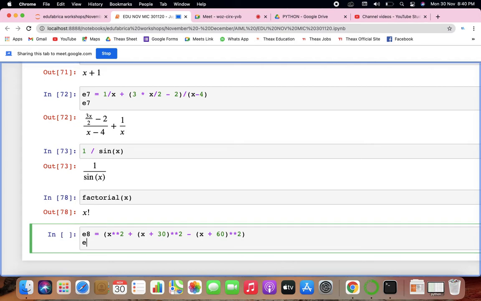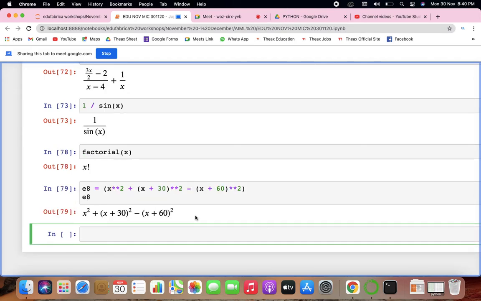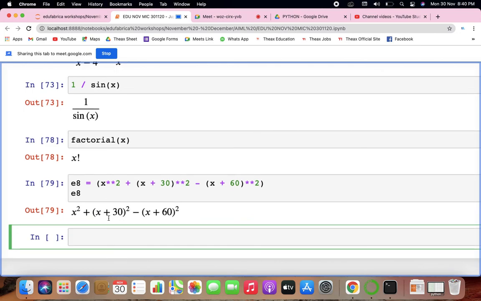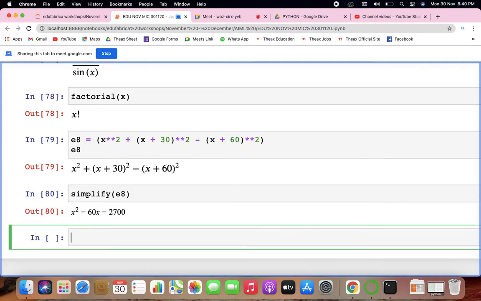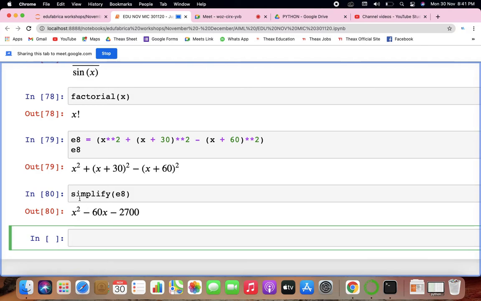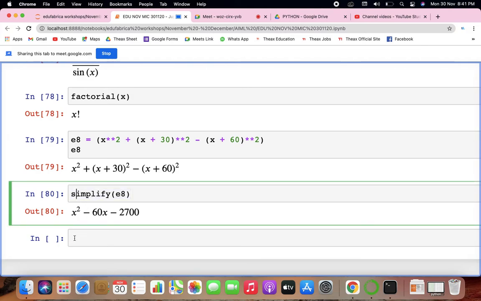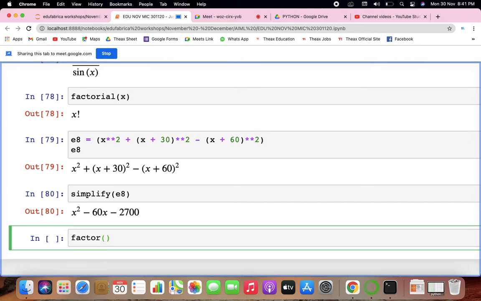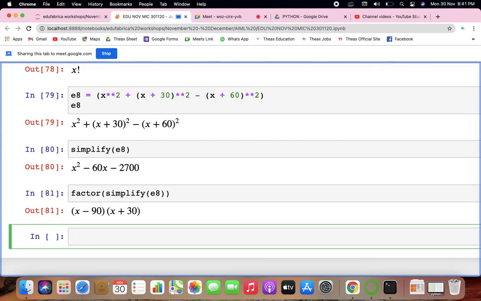Let me check it. x squared plus x squared, 34 squared and all that. Now if you have been asked to simplify this, what will the result be, if anyone can tell me? What you will be using is just simplify, E8. See the results: this is x squared minus 60x minus 2700. And the simplification of this can even be factorized, using the factor function, and the result is x minus 90 and x plus 30. So that will be equal to 0, and we can get the x results.